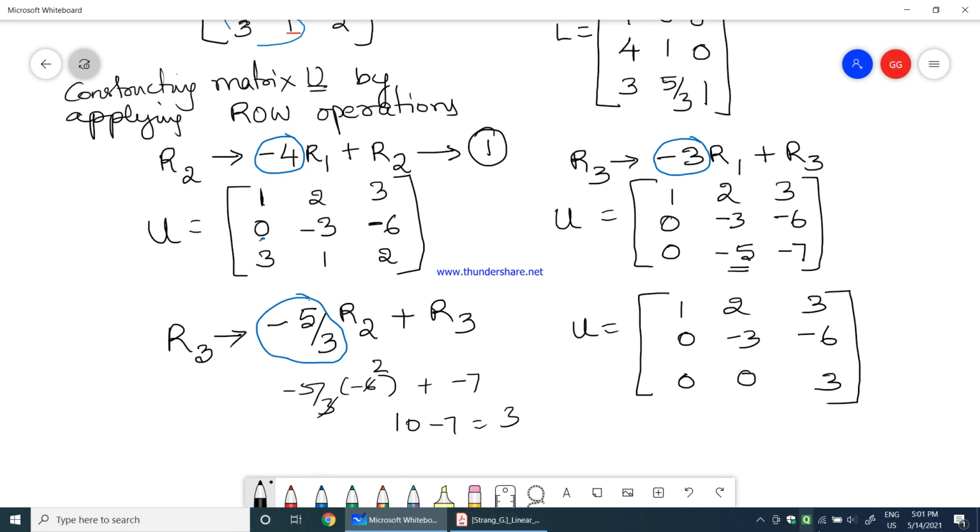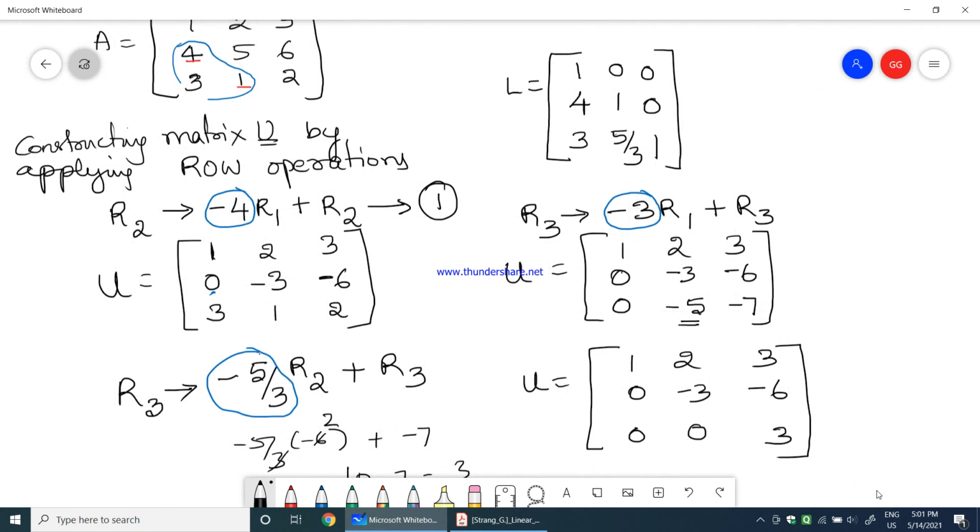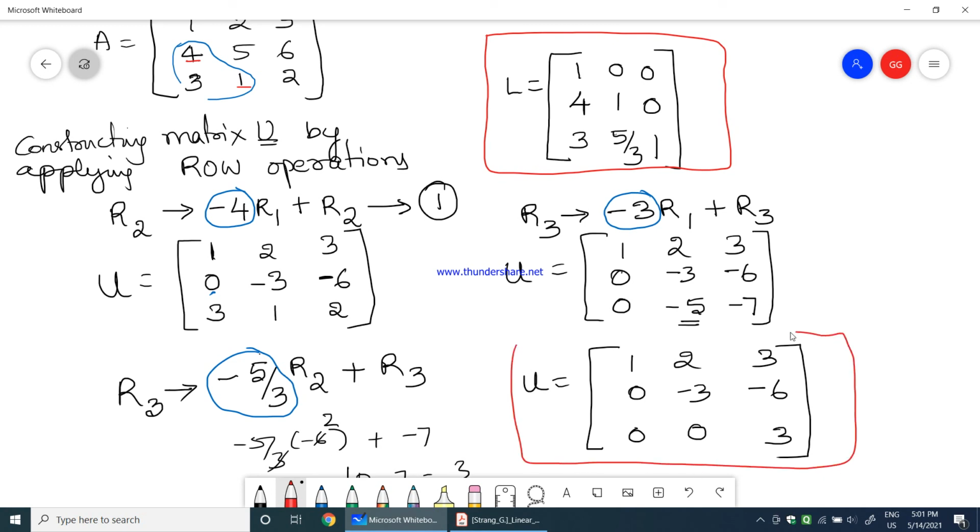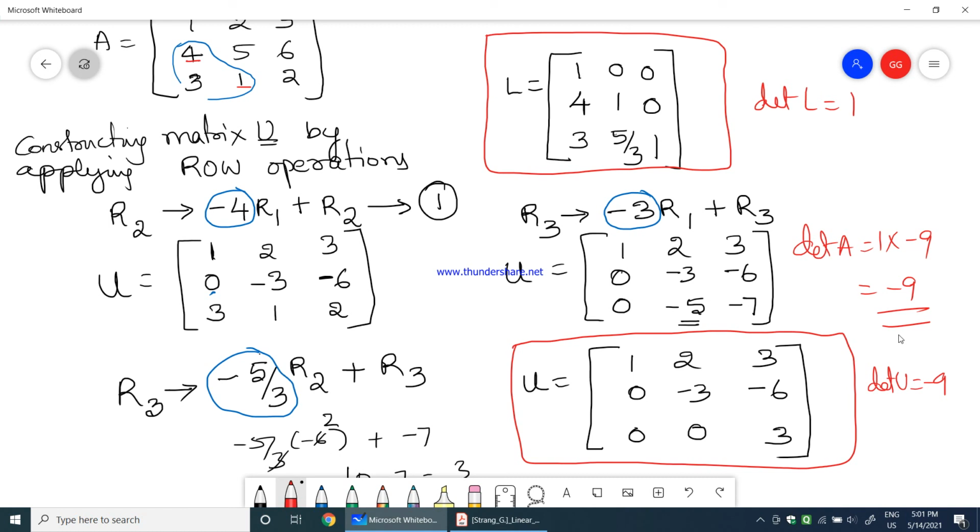Okay. So therefore, if you look at L and U that we have got in this method and compare them with L and U that we have got in the previous method, I think both are the same. And determinant of L is 1 into 1 into 1, which is equal to 1 always, whereas for U it is 1 into -3 into 3, which is -9. Therefore, determinant of A will be equal to 1 into -9, which is equal to -9. I think we got the same even in the previous method.